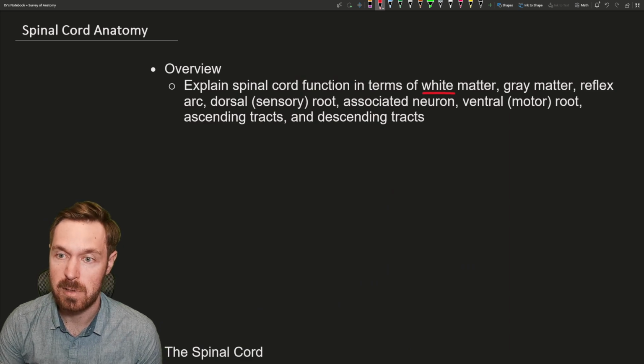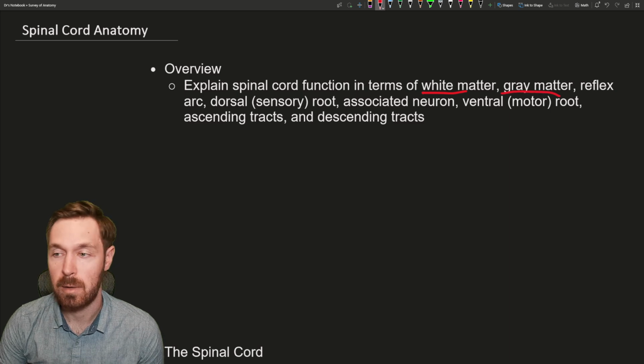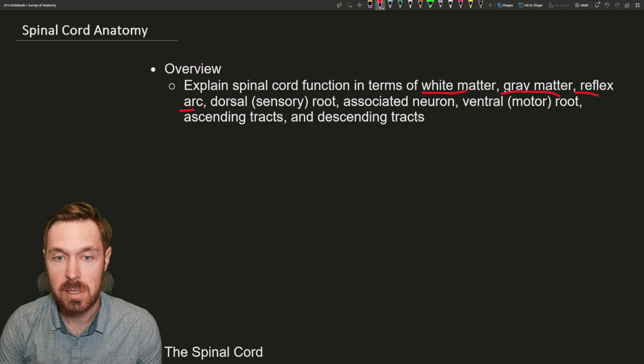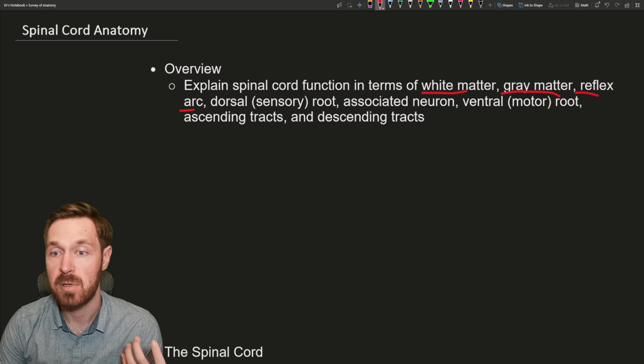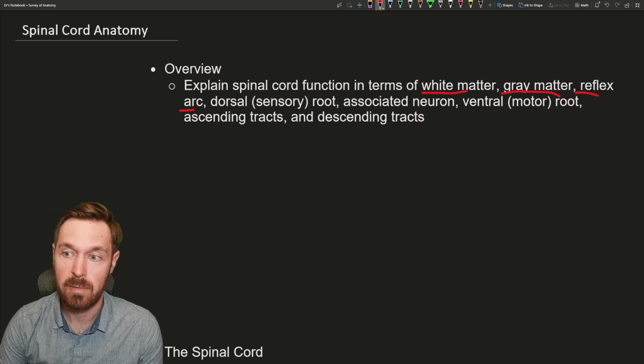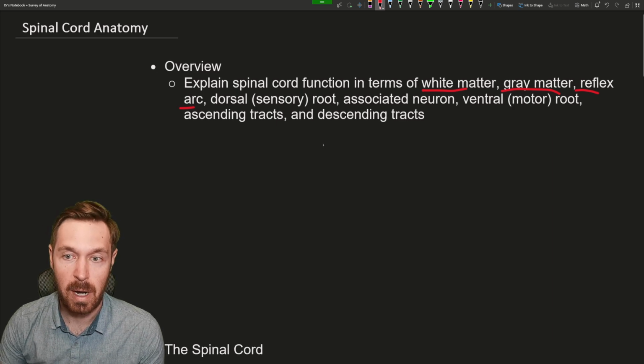We're going to be looking at the difference in white matter and gray matter. We're going to briefly talk about reflex arcs. We're going to talk about the different parts of the spinal cord, so the dorsal root, the horns, associating neurons and how they work, ventral roots, ascending tracts, and descending tracts.